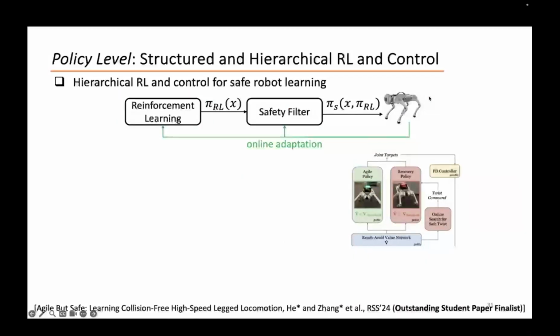Okay, another thing to combine learning and control in hierarchical RL is safety, right? So this is also a very classic paradigm. We have a high-level reinforcement learning policy, which might be unsafe. And we have a low-level safety filter, right? Trying to filter out unsafe actions from our policy. This is a pretty classic pipeline.